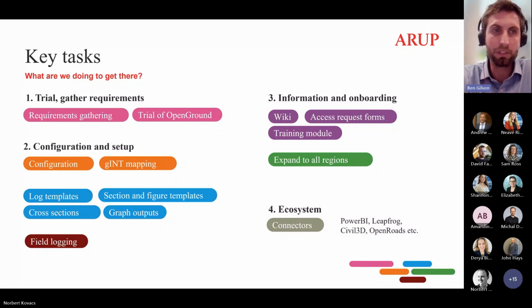So the next step there was around the configuration, so applying it to suit our needs, our different geographical needs, and being able to talk to the other platforms that we're using at the moment, which in our case was gINT, and being able to map across from one gINT project into OpenGround, and then sorting out all the templates, so those vital outputs that we need for reporting, understanding the data, the logs, the section and figure templates, the sections and the graphs, and also looking at field logging and how we're going to get our data into OpenGround and benefit from that interoperability with other systems, whether it's within the Bentley ecosystem or other applications that are being used in other parts of the world for capturing data in the field.